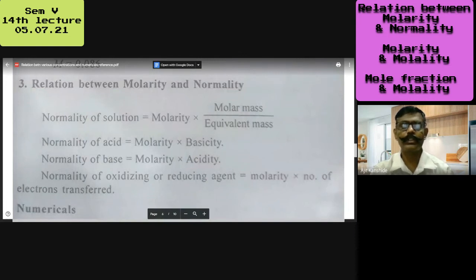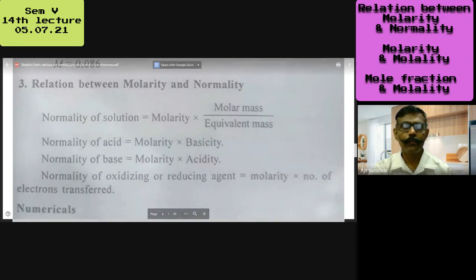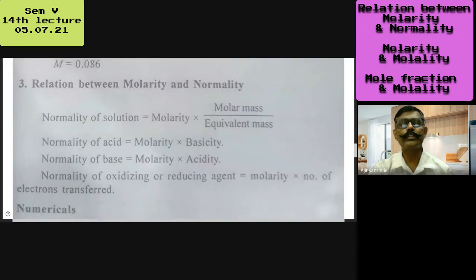Normality of solution is equal to molarity into molar mass divided by equivalent mass. If you know all these formulae and go on substituting, you will get the answer properly. Let's keep the left side as it is. That's the normality of solution. For molarity, substitute its formula. What is its formula? Number of moles of solute divided by volume in dm cube.